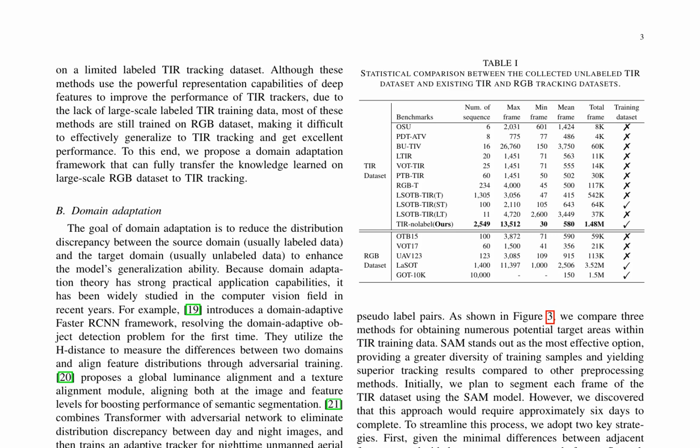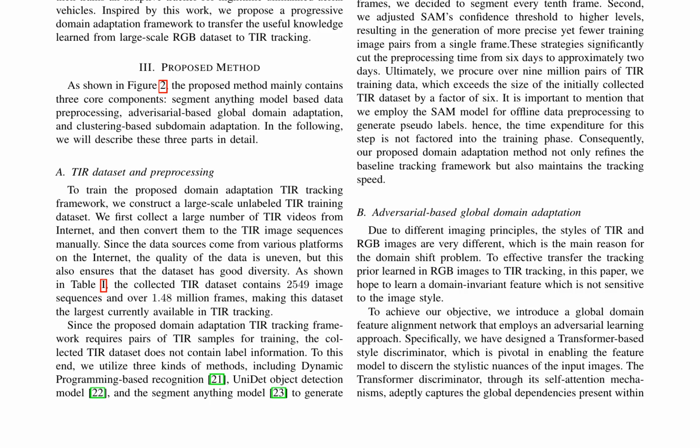The paper discusses the challenge of thermal infrared, TIR, object tracking due to the lack of large-scale labeled TIR datasets. To address this issue, a domain adaptation framework is proposed to transfer knowledge from large-scale RGB datasets to TIR tracking. This framework consists of 3 core components: Segment Anything Model-based data preprocessing, adversarial-based global domain adaptation, and clustering-based subdomain adaptation. The Segment Anything model is used to generate pseudo-label pairs from the collected TIR dataset, which contains 2,549 image sequences and over 1.48 million frames.